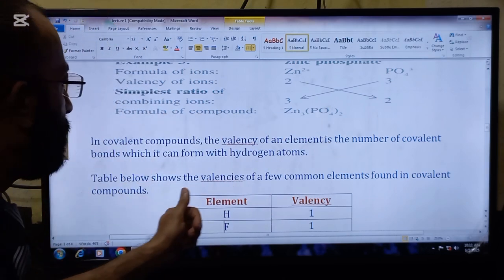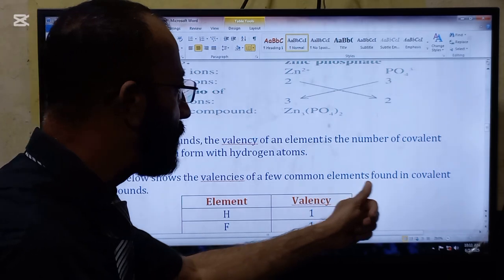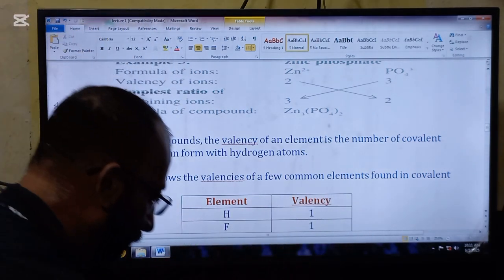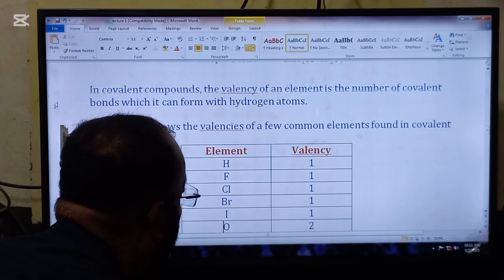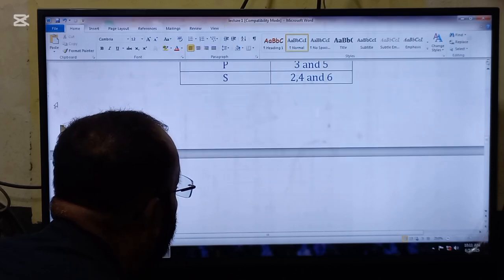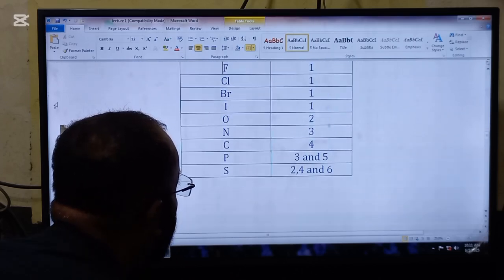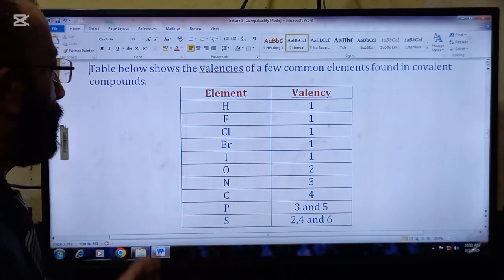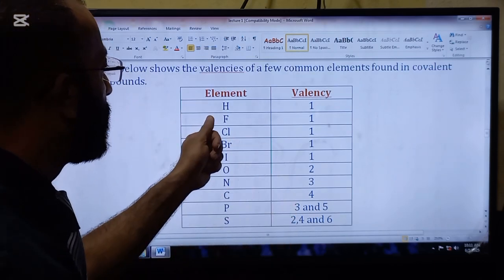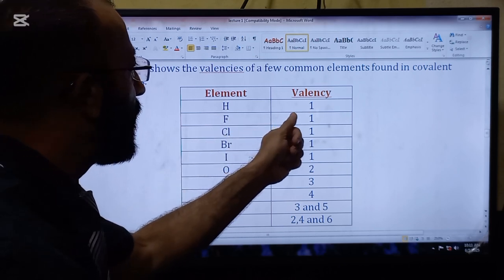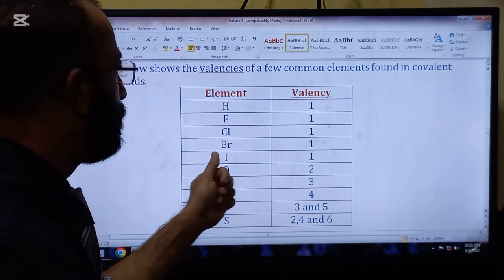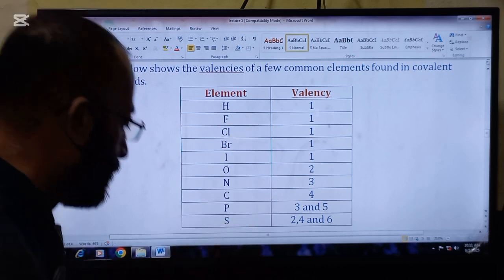The table below shows the valencies of few common elements found in covalent compounds. So here is a table which you people will have to learn, because this table will help you a lot in writing the formula of the covalent compounds. These are very important. For example, hydrogen element is having a valency of 1, fluorine is 1, chlorine is 1, bromine is 1, and so on.